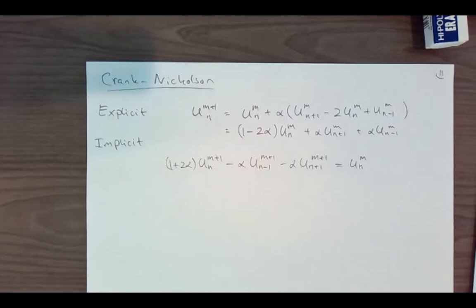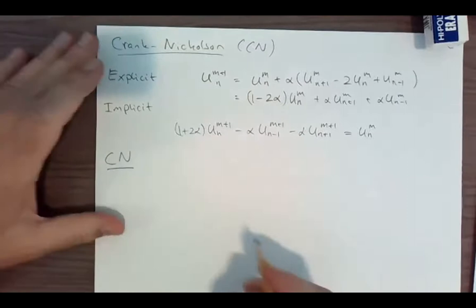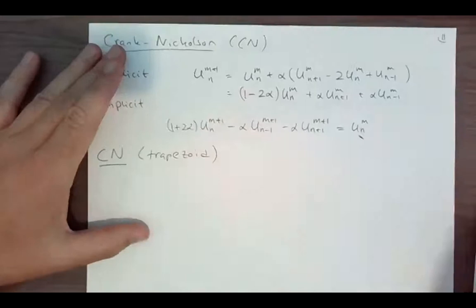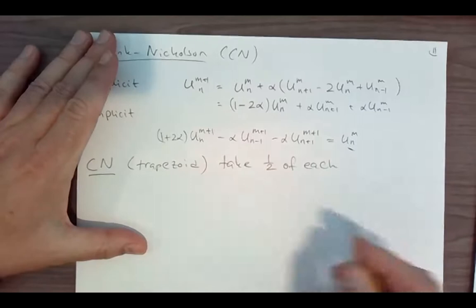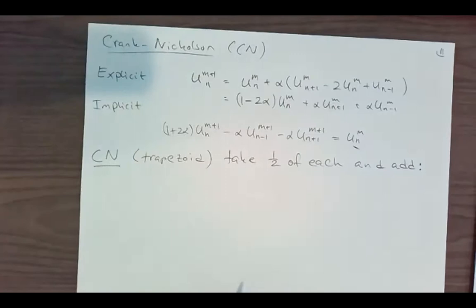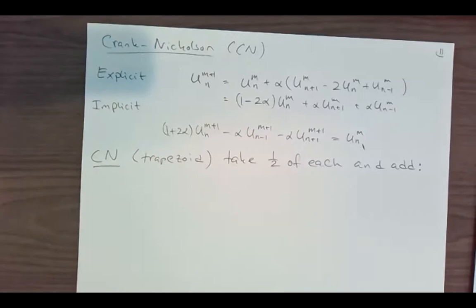So Crank-Nicolson says you take half. So the CN method, this is called CN, Crank-Nicolson. This is what is called the trapezoid. You take an average, take half of each. Take half of each and add. Okay, so I literally just multiply by half here and by half here. I add them together. This is what we do.